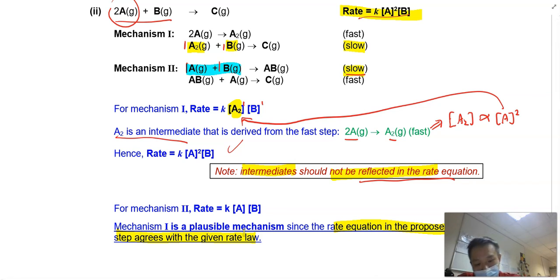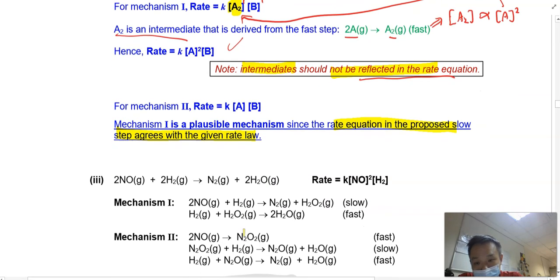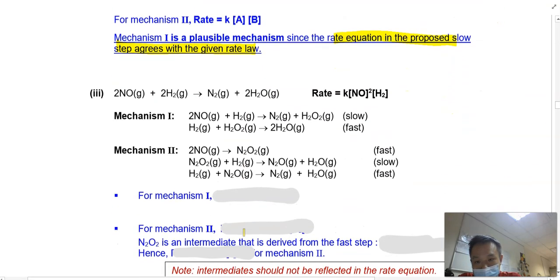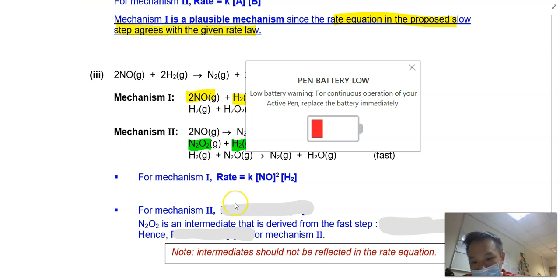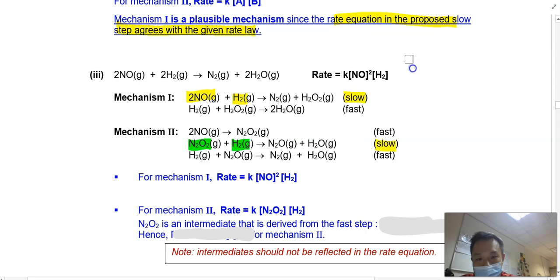If not, we take a look at part 3. In part 3, we have a reaction of NO with H2. Let's focus on the slow step. For mechanism 1, we have 2 NO and 1 H2, so quite clear cut: rate equals k[NO]² [H2]. For mechanism 2, what are the reactants? N2O2 and H2. So rate equals k[N2O2][H2].